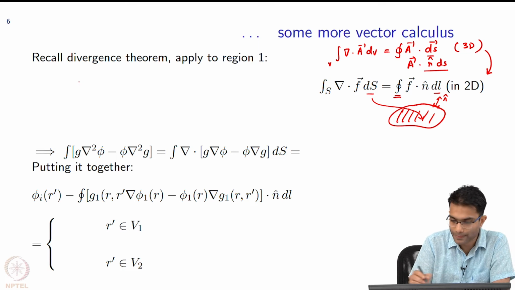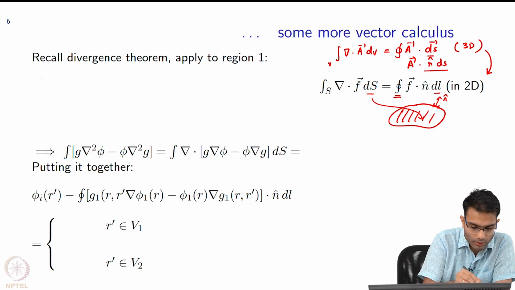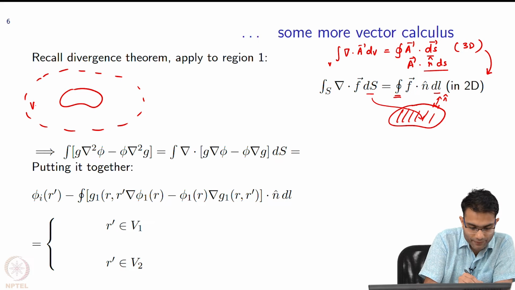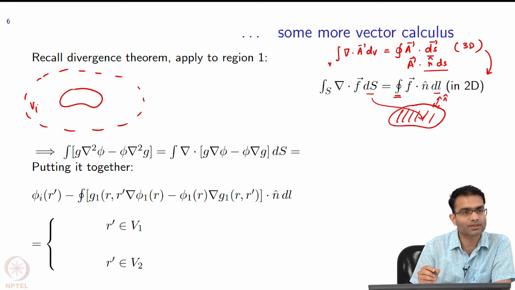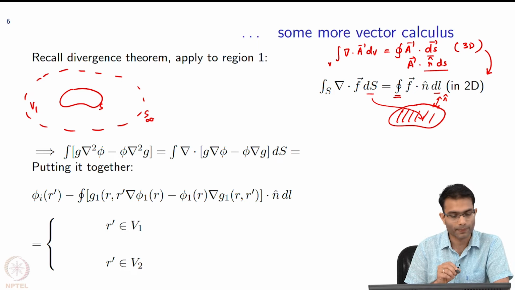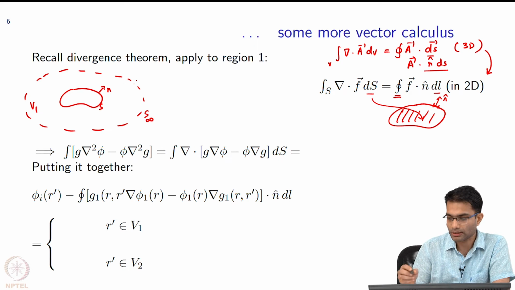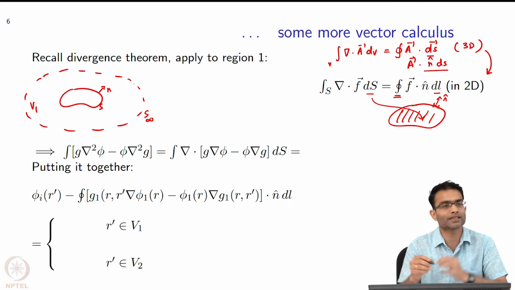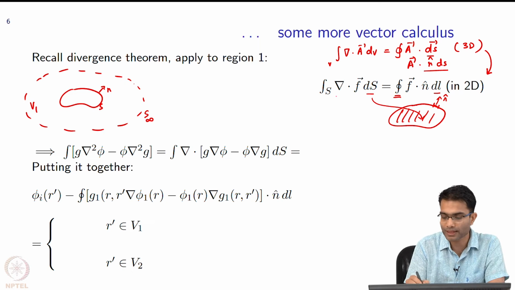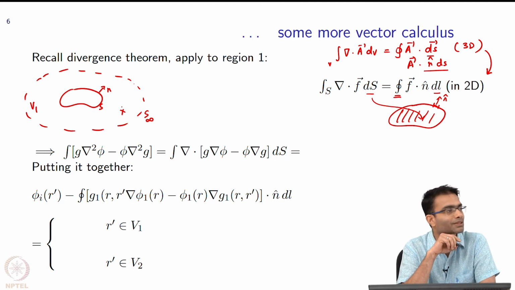So, this is our region 1. I am trying to draw region 1 over here. This is my V1, region 1. What are the two boundaries of this? I have S and S infinity, and I have drawn the normal vector like this. Actually, if I think of S infinity as a finite volume, then when I apply the divergence theorem to this volume over here, how many surface integrals will I have to take care of?